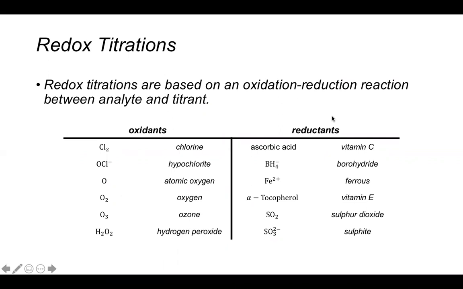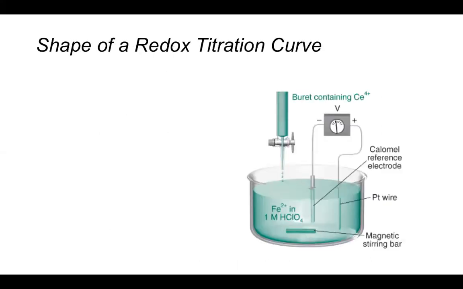And then we have some reductants, which are things like ascorbic acid, which is vitamin C. We have borohydride, we have ferrous, we have tocopherol, which is vitamin E. We have sulfur dioxide, and we have sulfite. And so these are reductants, they're reducing agents, and so they themselves will be oxidized or they will lose electrons.